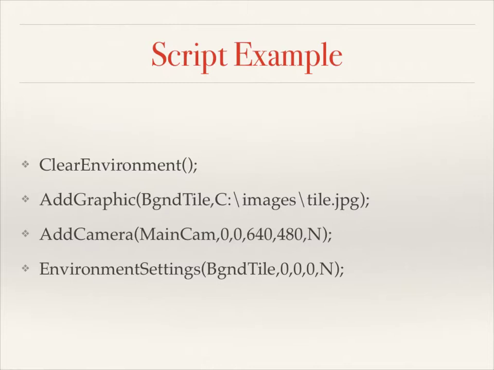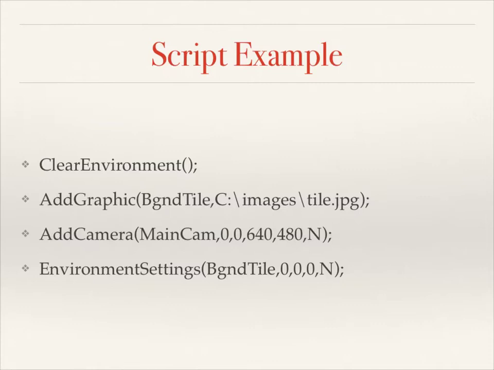I'm going to add a camera, which is how we view this environment, into my world, into my environment. I'm going to call it main cam. I'm going to set its top left corner to be on the 0, 0 point of the environment. I'm going to make its resolution 640 pixels by 480 pixels, and I can choose between a normal camera, a left eye camera and a right eye camera, so I can use it with a 3D projector.